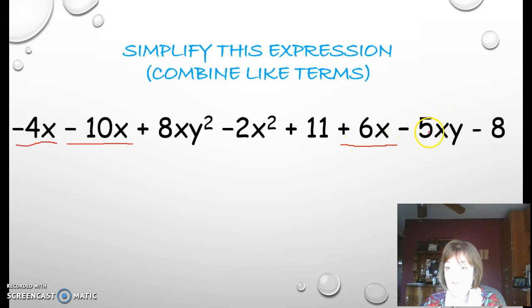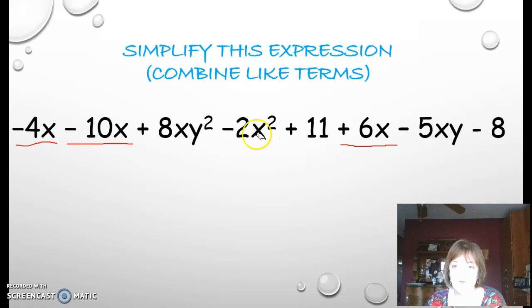Negative or minus 5xy. Ooh, I have an xy over here. Oh, can I match them? Actually no. Because the y here does not have, well, that's not a 0, okay? It does not have the squared term. I was circling to show you. All right, there we go. Okay, so no, those don't match each other.